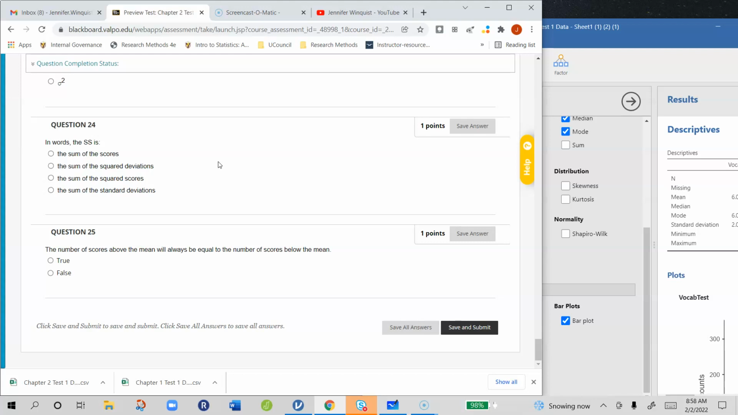And then finally, for 25, the number of scores above the mean will always be equal to the number of scores below the mean. That is false. We don't know how many scores are above or below the mean based on that, right? This would be true of the median, right? The number of scores above and below the median would be equal.